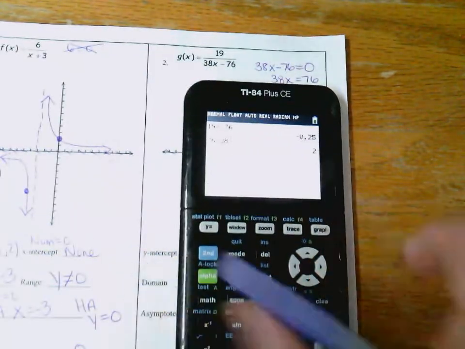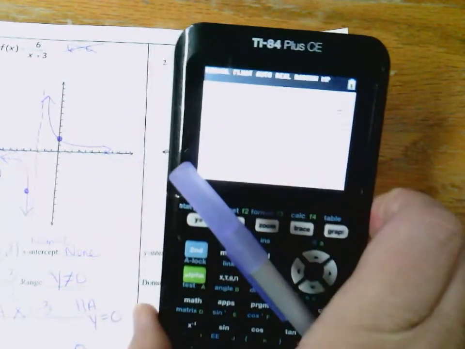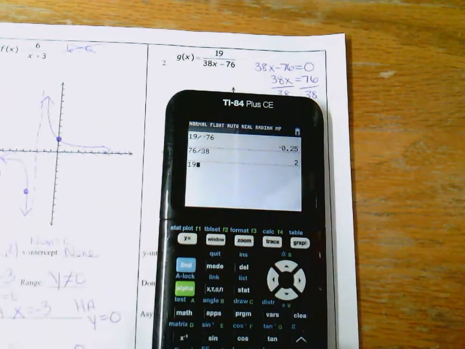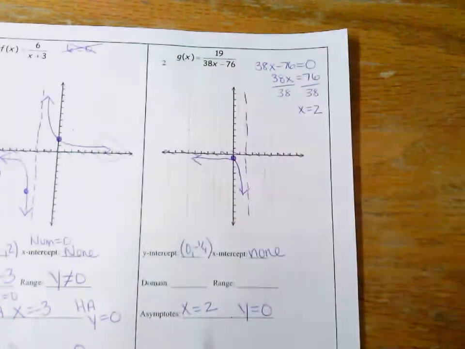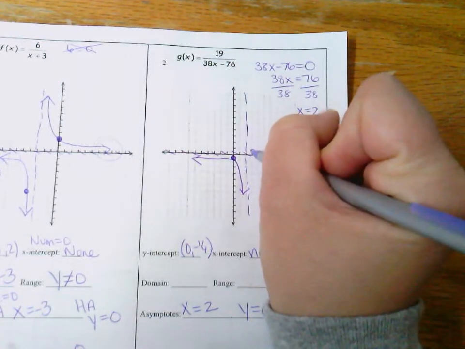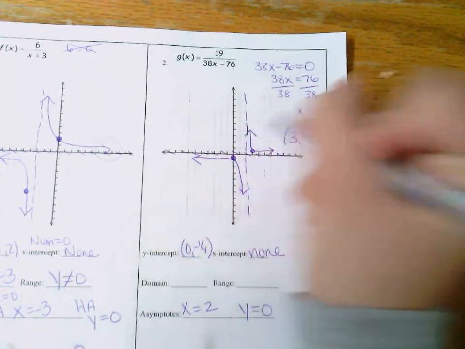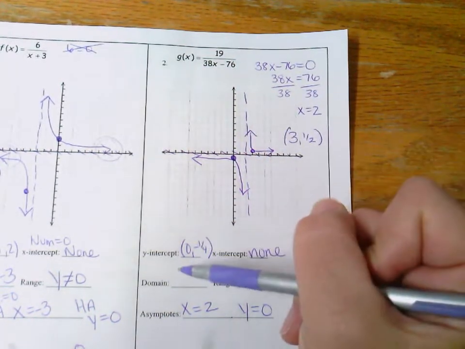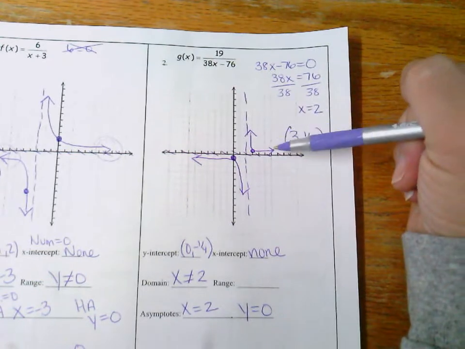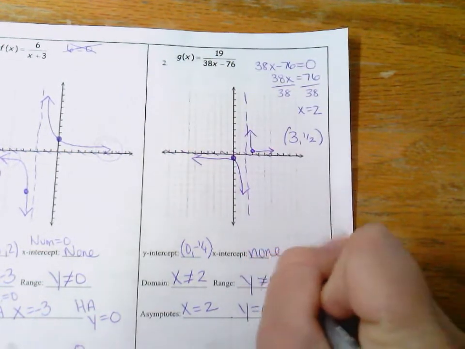So if I take 19, oops, it's kind of hard to see. Hang on. There we go. So if I take 19 and I divide by 38 times 3 minus 76, close parentheses, I get 1/2. So at positive 3, my graph passes through the point 1/2. So this end of the graph is over there. So let's see, my domain just cannot equal 2. X cannot equal 2. And my range, again, is y cannot equal 0.